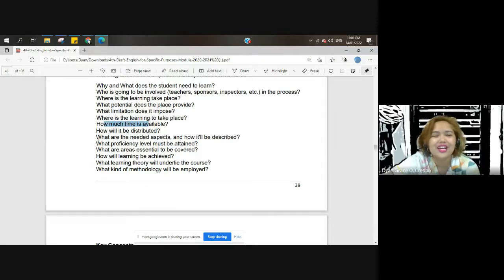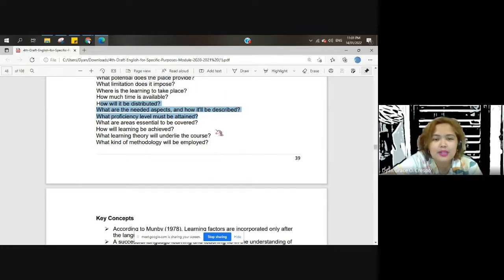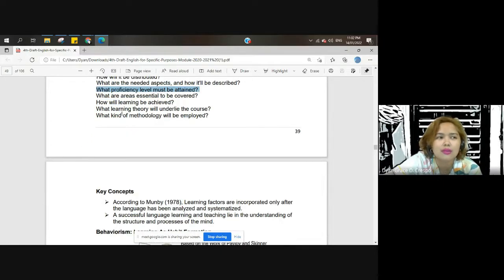Cute. How will it be distributed? What are the needed aspects and how will it be described? The proficiency level must be attained. Like in the MIFATs, the students need 75% out of 100. So when you take the exam you need 75%. Just imagine, that's a lot. Communication skills is only 1 week but they need to have 75% in grammar. So, it's hard.